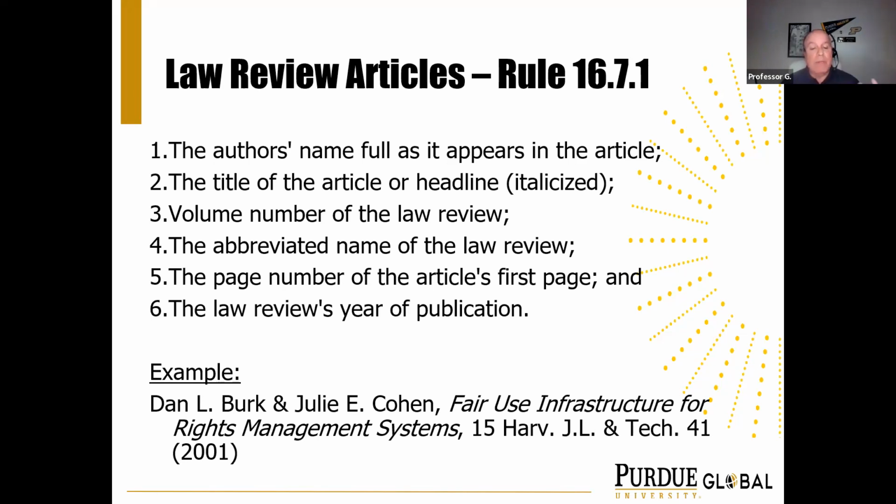But we would cite to a law review or law journal article as such. The author's full name as it appears. If you have 2 authors, ampersand, more than 2, you just put the first one et al. That's similar to APA, right? The title of the article or the headline italicized, the volume number of the law review article, the abbreviated name, Harvard Journal of Law and Technology, the page number where it begins, and the year of publication.